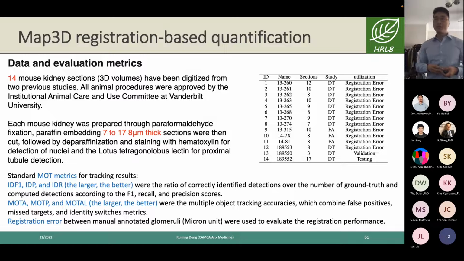So here's our data. We use 14 in-house mouse kidney sections, and all of them contain 7-78 millimeter thick sections. We also use standard multi-object tracking metrics to evaluate the tracking result, and we use registration errors to evaluate the registration performance.